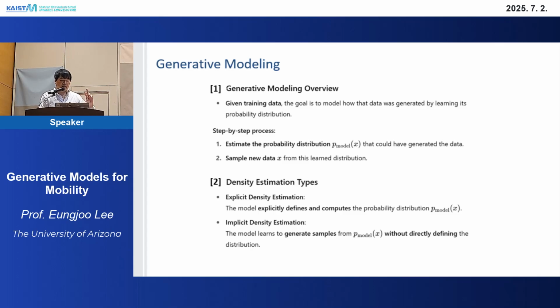And there are two key ways of solving this problem. One is explicit density estimation. Basically, the model explicitly defines and computes the probability distribution, P_model(x). Another way of approaching this problem is implicit density estimation. So the model learns to generate samples from P(x) without directly defining the distribution.